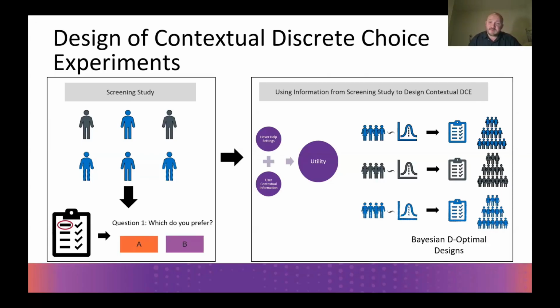And thus we can use this model to create Bayesian priors that can be used to create Bayesian D-optimal designs for the questionnaire. And we can use that to create questionnaires which are targeted to each demographic group in such a way that we can gain more statistical information in a more efficient manner from that group.